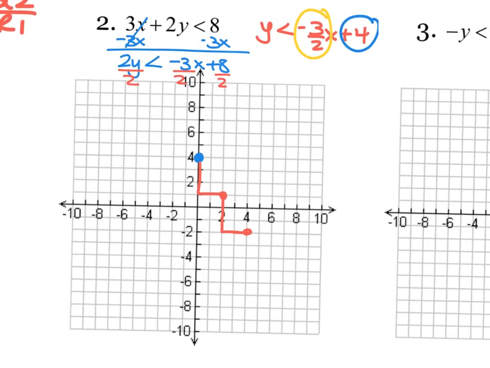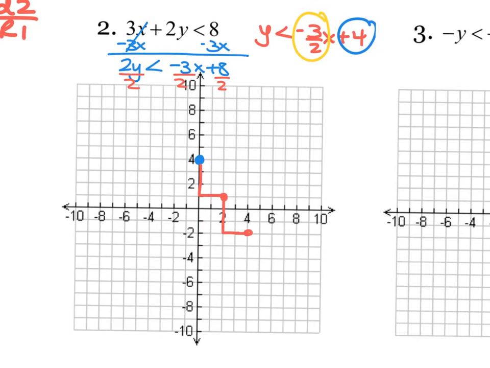Nice. Now we have a less than sign. It's not underlined, guys, so we have to have a dashed line. Draw your arrows, and now let's shade. And this is less than, so we got to shade below.